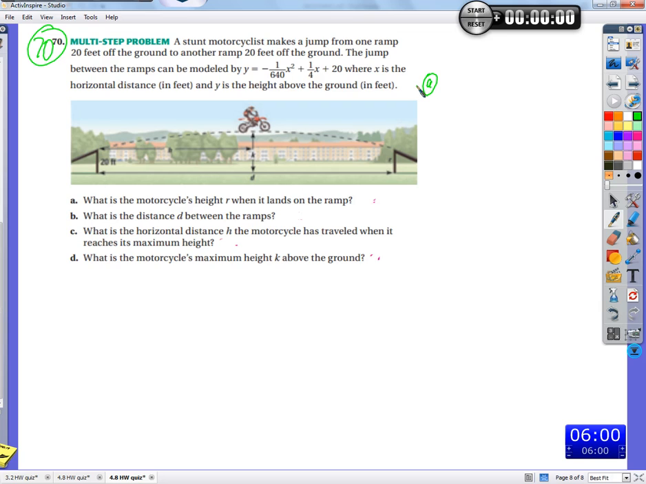Ideas? Well, x can be a lot of things. Well, never mind. It's 2 times H. And what's H? Yeah, we know the heights. We don't know the distance between them.